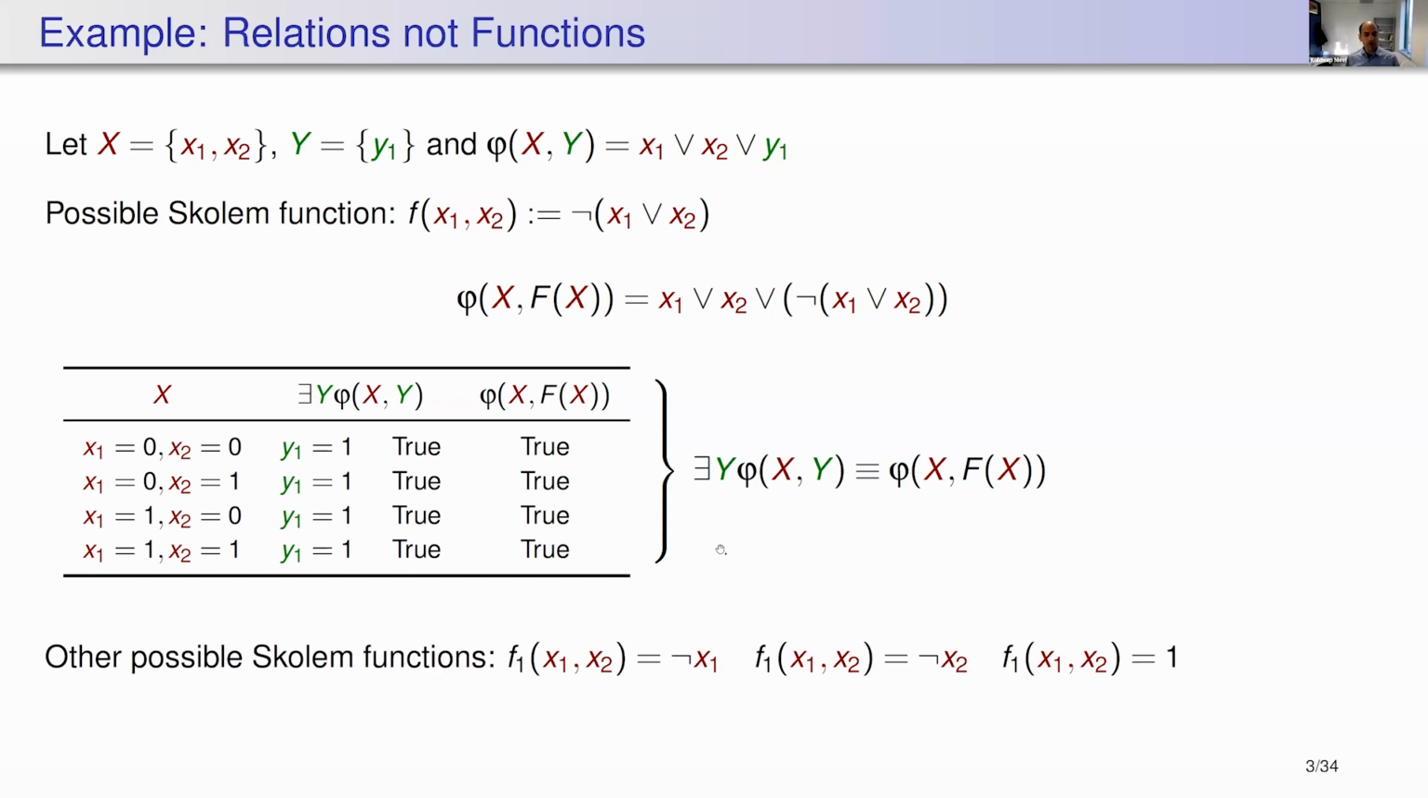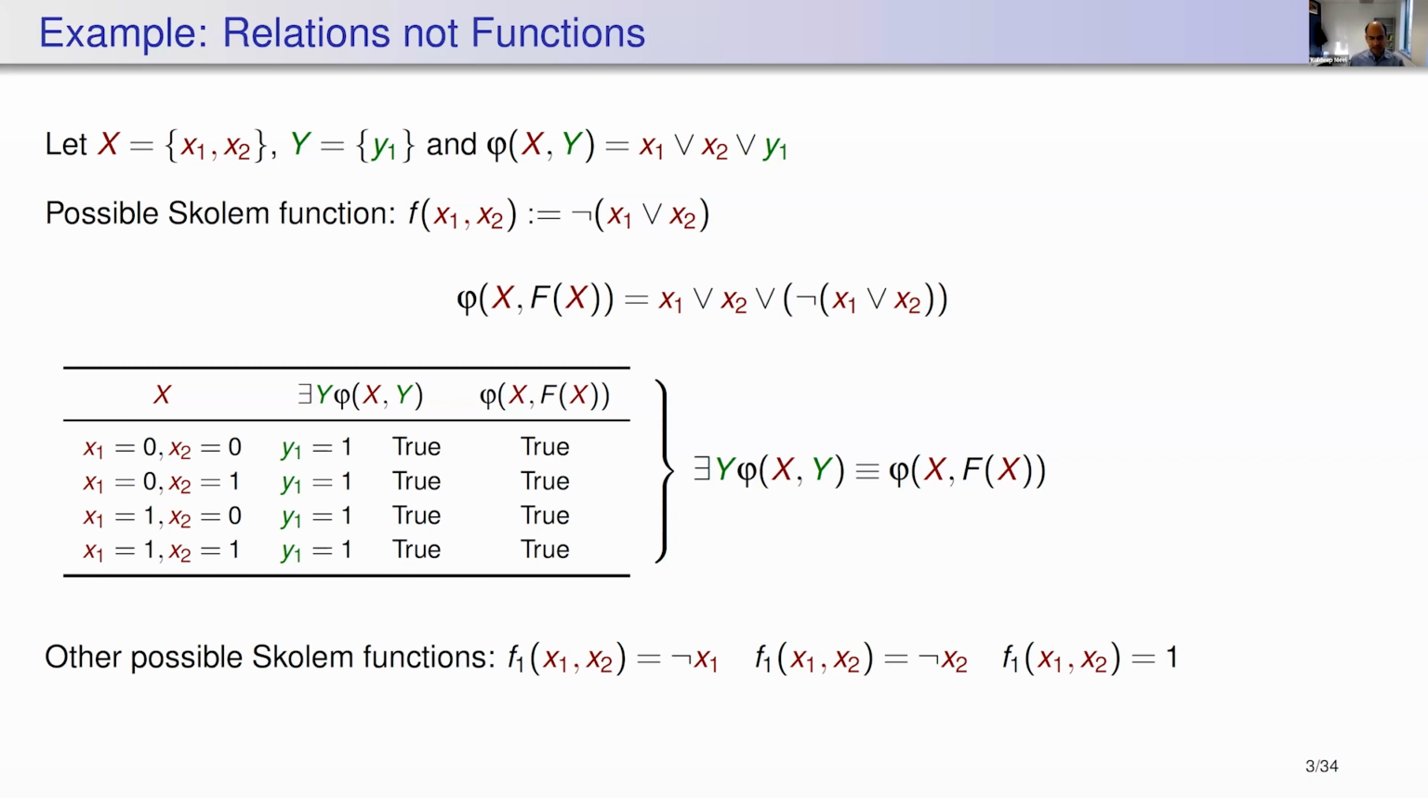There can be many other possible Skolem functions. And in fact, that's what makes this problem much harder to solve in practice. For example, not x1 is a correct Skolem function. Not x2 is also correct. Even a constant Skolem function is correct in this setting. For all values of x1 and x2, you could have just said that I want y1 to be 1, which indeed works out. So there can be many possible functions.